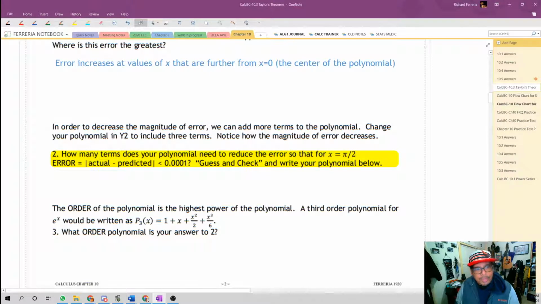How many terms does our polynomial need to reduce the error so that for x equals pi over 2, the error is going to be less than 0.0001?